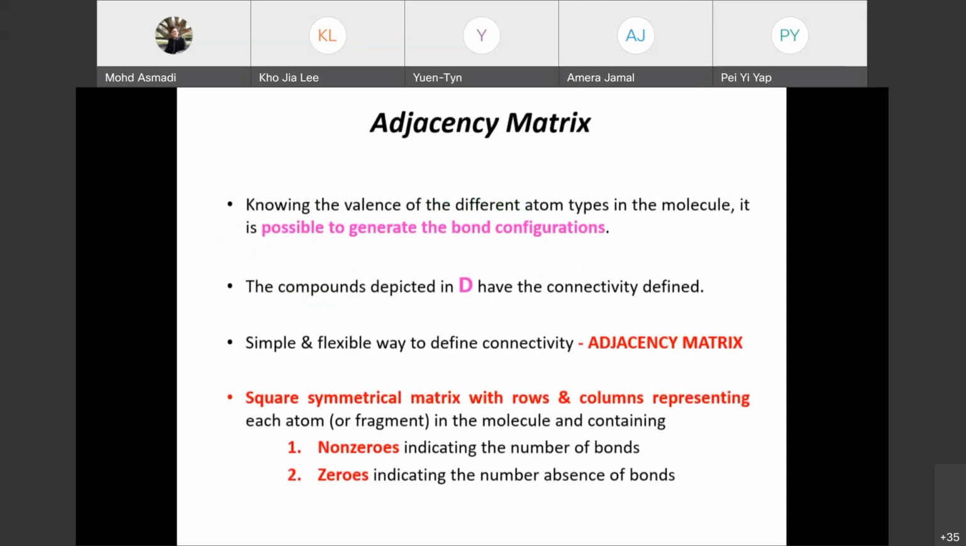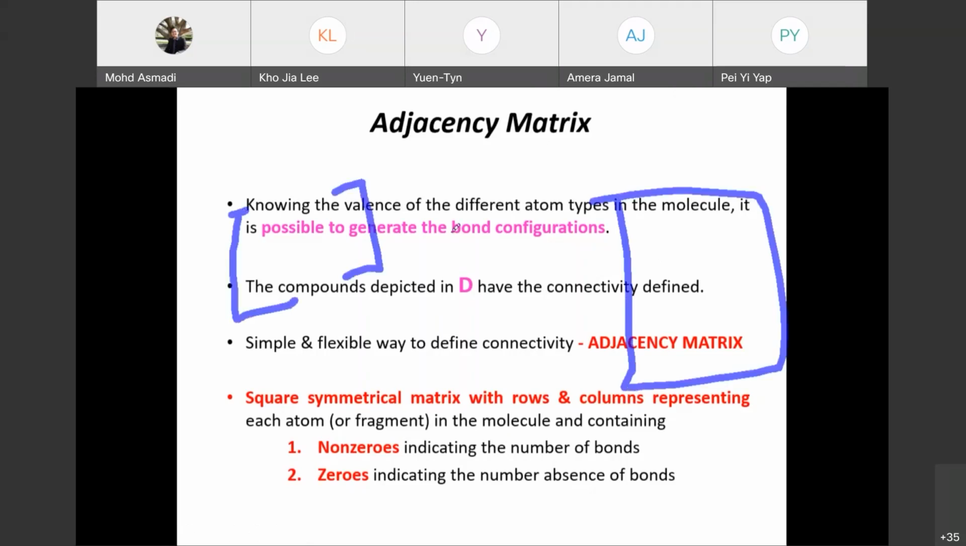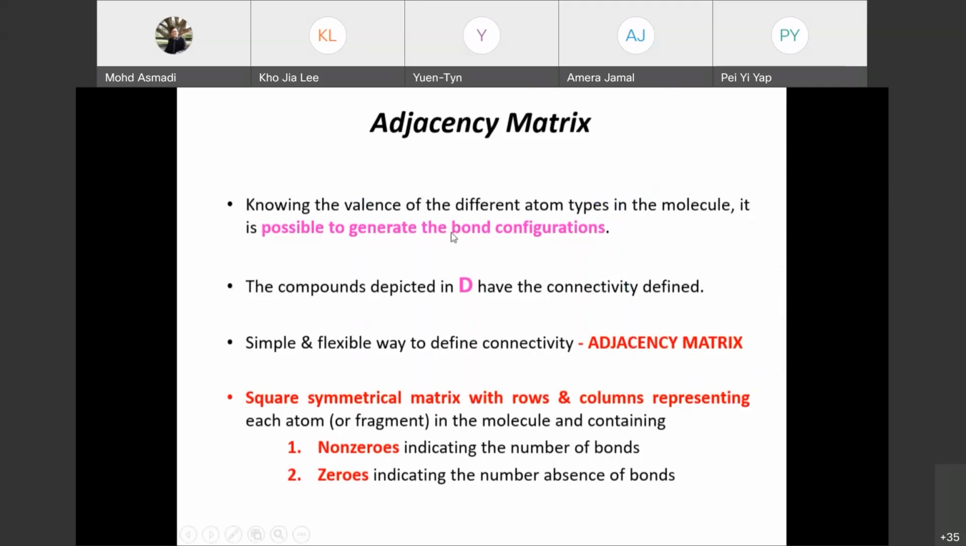One of the simple and flexible ways to define the connectivity is by using the adjacency matrix. If you know, a matrix is like blocks, right? In mathematics, it's like this. It is a square symmetrical matrix with rows and columns representing each atom or fragment in the molecule. Actually, we can present it in terms of fragments as well as atoms.